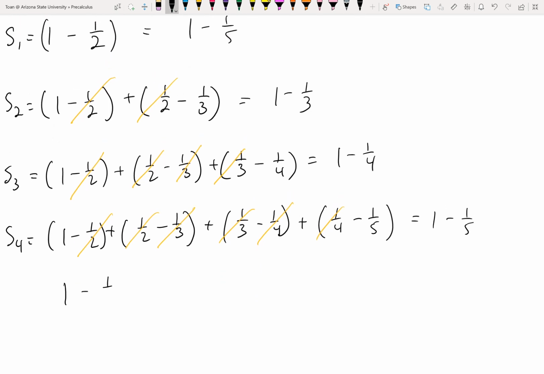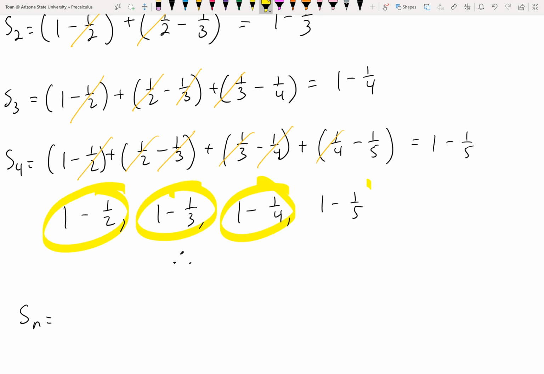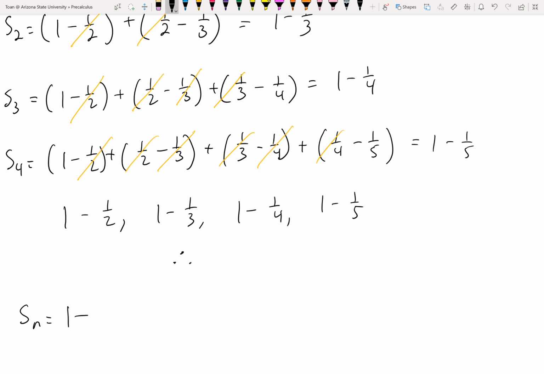So for the nth partial sum, let's go ahead and write the sequence of partial sums. We have 1 minus 1/2, 1 minus 1/3, 1 minus 1/4, 1 minus 1/5. Therefore, the nth partial sum should equal, well, what do you notice about the sequence of numbers? One thing that's constant is it's always 1 minus, so we can definitely do that. And it's always 1 minus a fraction, so we'll do a fraction bar here. The other thing that everyone should notice is that the numerator is always a 1, right? So it's 1 minus 1 over something.